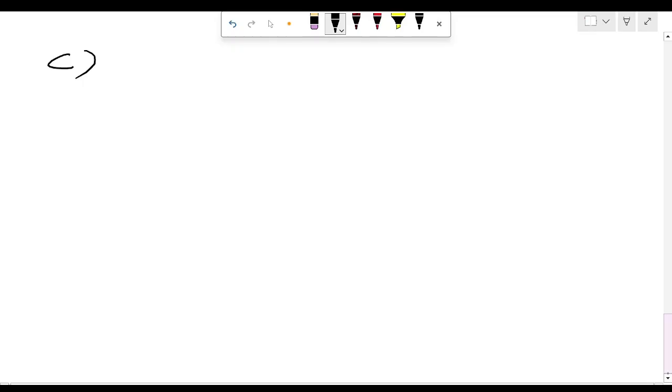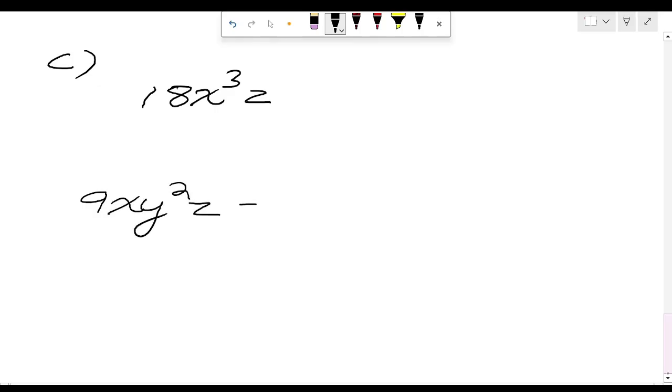Okay, in the third part, we have 18x power 3z. And then in the second we have 9xy square z, and then we have 6x power 6yz cube. Now what we will do? We will find the HCF. So 18, 9 and 6.